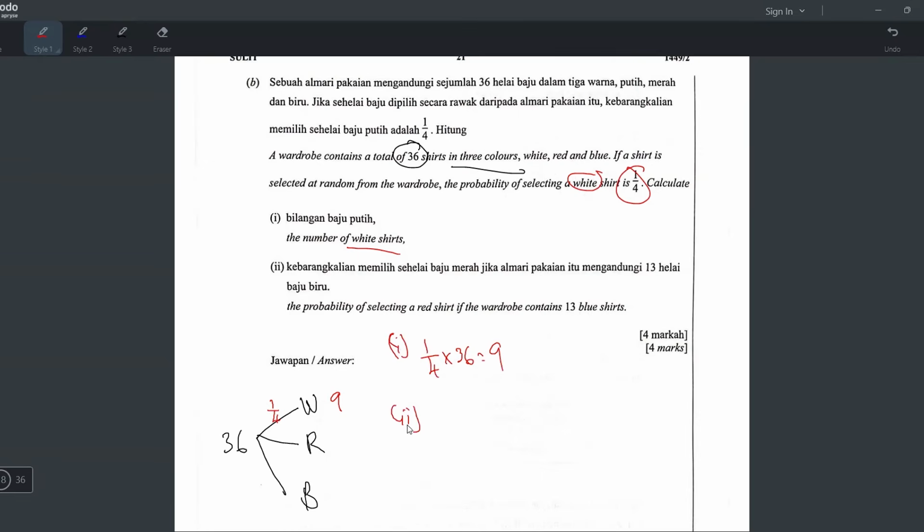Okay, number 2. The probability of selecting red shirt. Okay, so nak cari probability of red. Maksudnya cari ni lah. Okay, so probability of red. If the wardrobe contains 13 blue, so the N blue is 13. Okay, bilangan kita akan tulis dekat sebelah. So how to find? First, you boleh cari probability of blue. Lepas tu ambil 1 minus minus. Yeah, because the total probability, total semua mesti 1. So, kalau you ada 2 probability sini, you boleh ambil 1 minus minus to get the probability of red.